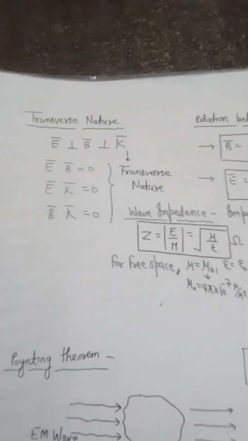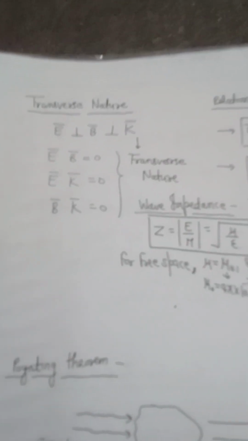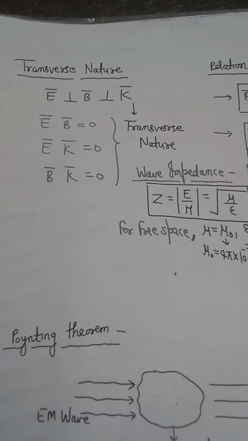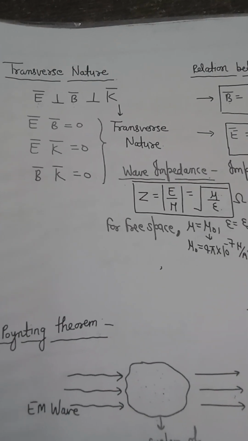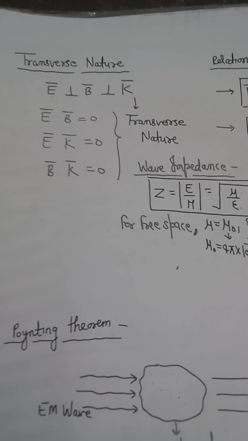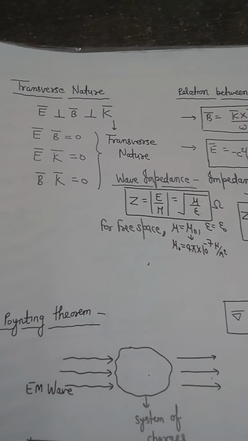Now we will study transverse nature. So electric field is perpendicular to magnetic field, and that is also perpendicular to the k vector. That is a transverse nature. So E·B is equal to 0, E·k is equal to 0, and B·k is equal to 0. That is a transverse nature.